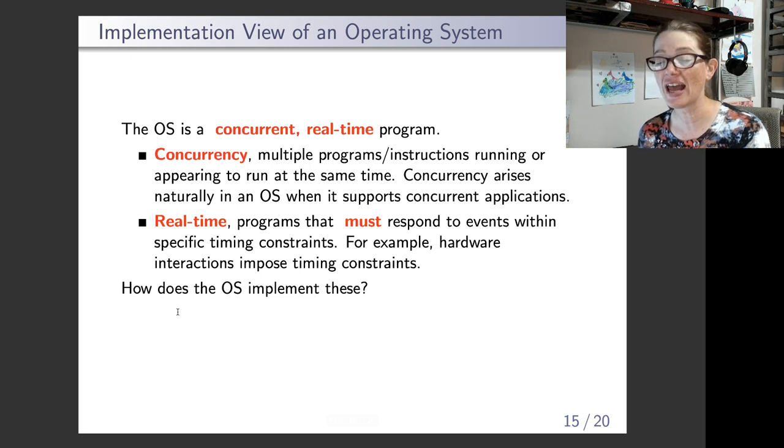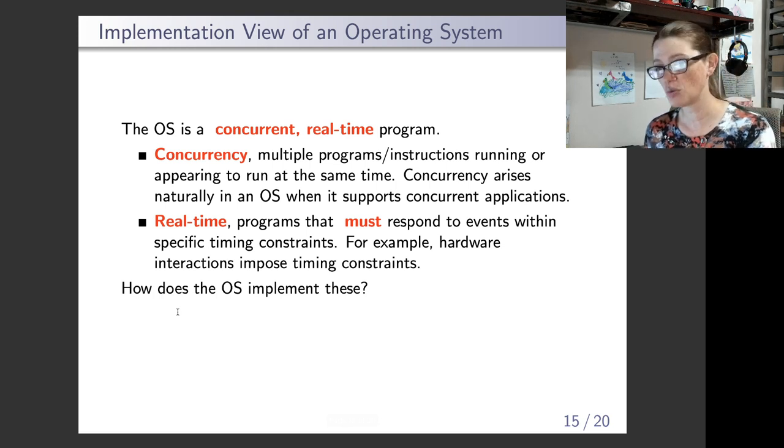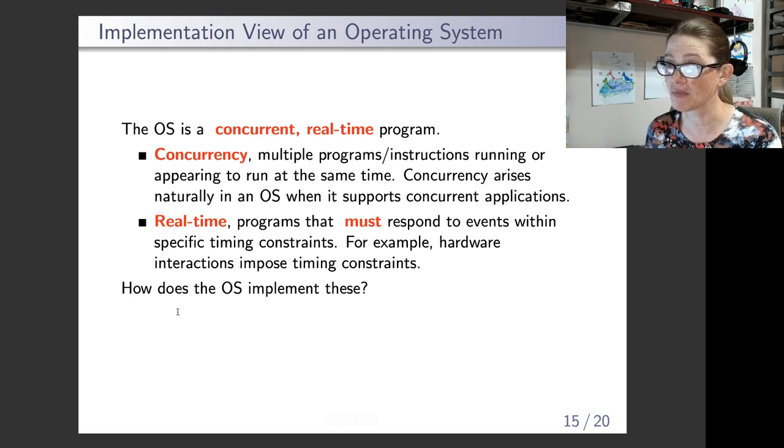We need to look at how do I let so many programs actually share those resources? What kind of algorithms do I need to give the illusion that all of those programs are running at the same time? And it is an illusion. It is an illusion because they're not all actually running at the same time.